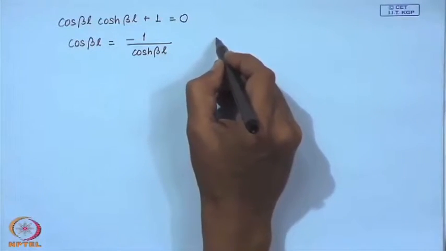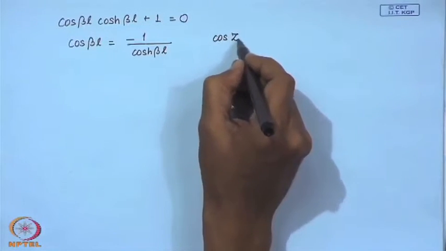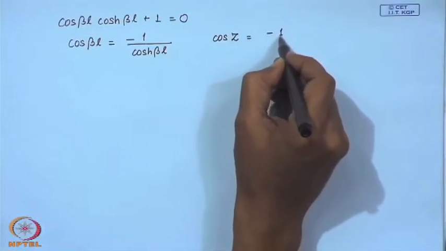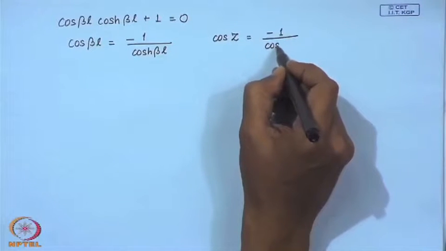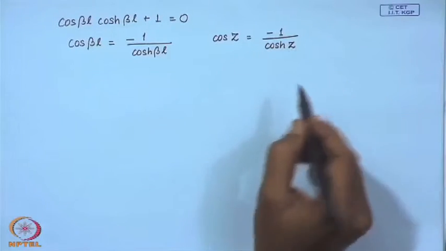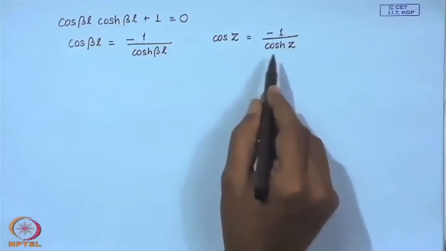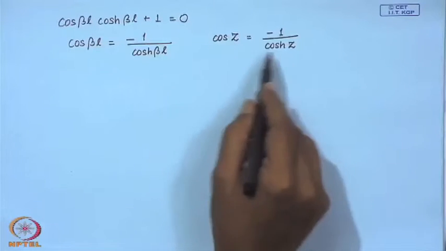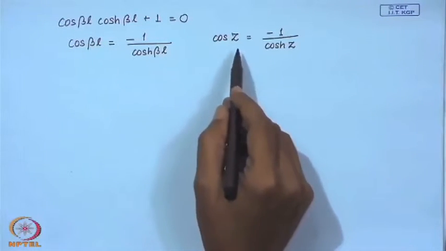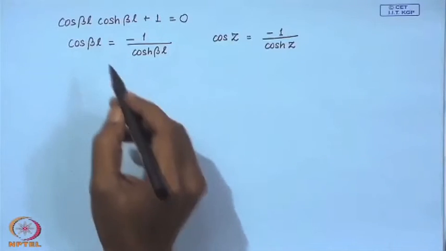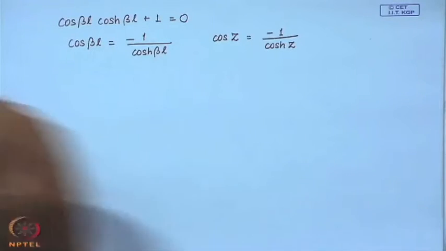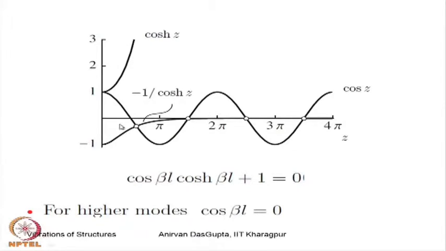So, essentially, we have plotted these two functions, and wherever they match, that gives us a solution of z, which is the solution of beta L. Now, let us look at this figure once again.